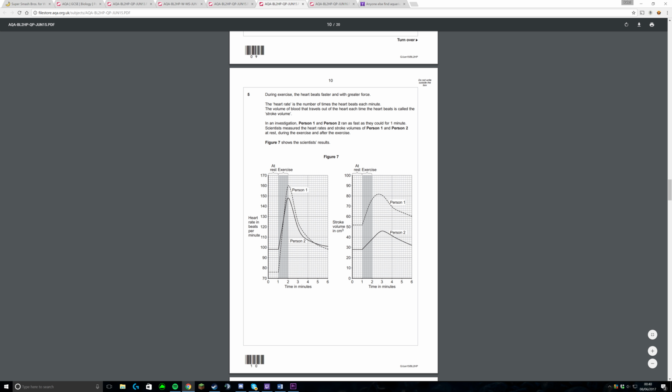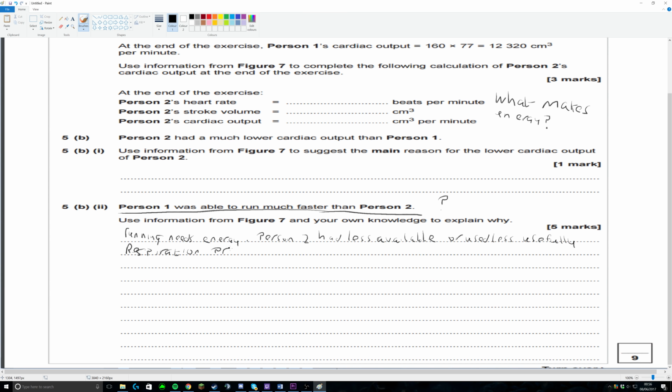We know that running requires energy. If person 2 ran slowly, their body either produced less energy to run, or was less able to utilize it. What produces energy? Respiration. This means person 2 either respired less or was less able to utilize the energy usefully.